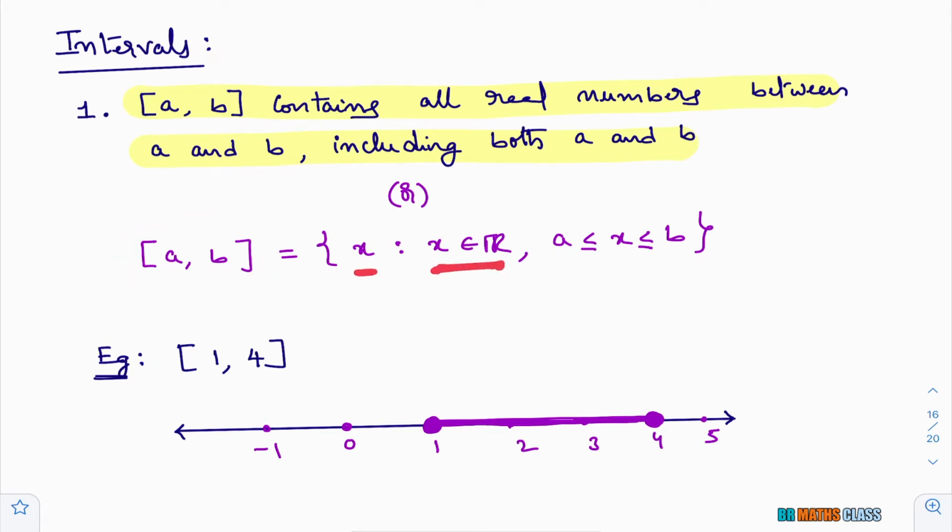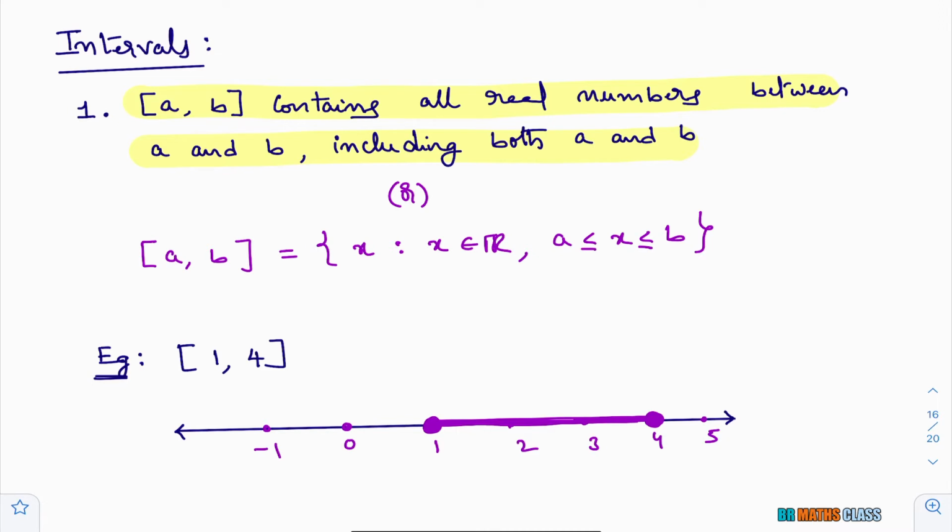x such that x is a real number. This contains all real numbers. And you observe here, a less than or equal to x less than or equal to b. What does it mean? It means that x values are in between a and b, and as the equality symbol is there, both a and b are included.